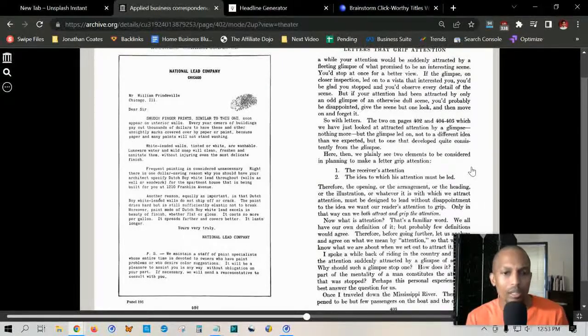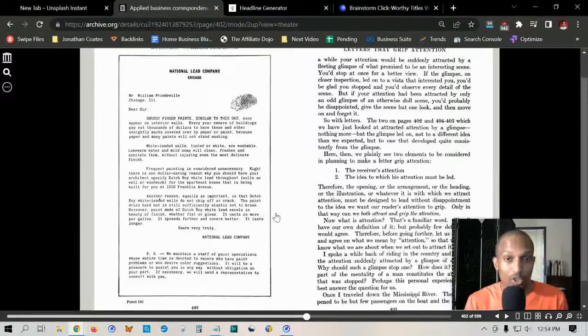Another reason, equally as important, is that Dutch Boy white leaded walls do not chip off or crack. The paint dries hard, but is still sufficiently elastic not to break. Moreover, paint made of Dutch Boy white lead excels in beauty of finish, whether flat or gloss. It costs no more per gallon, it spreads farther and covers better, and it lasts longer. Yours very truly, National Lead Company. P.S. We maintain a staff of paint specialists whose entire time is devoted to owners who have paint problems or who desire color suggestions. It will be a pleasure to assist you in any way without obligation on your part. If necessary, we will send you a representative to consult with you.